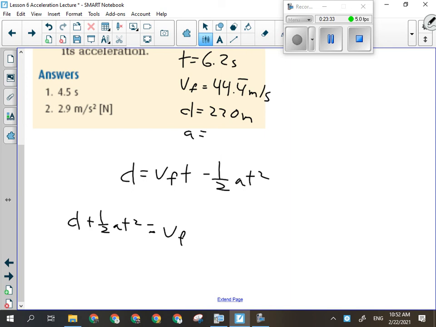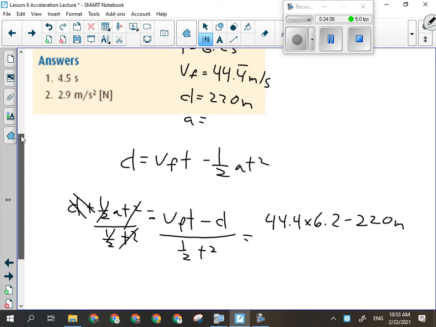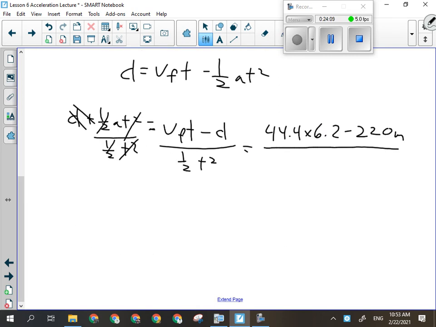Okay. I'm going to subtract the D over, so minus D, and then I'm going to divide by 1/2 of T squared. All right. So that's going to solve for A. Okay. That's my manipulation there. So we've got 44.4 times 6.2 seconds. Okay, minus the displacement, 220 meters. Okay, and then divide that by 1/2 times 6.2 squared. That'll leave me with my acceleration.